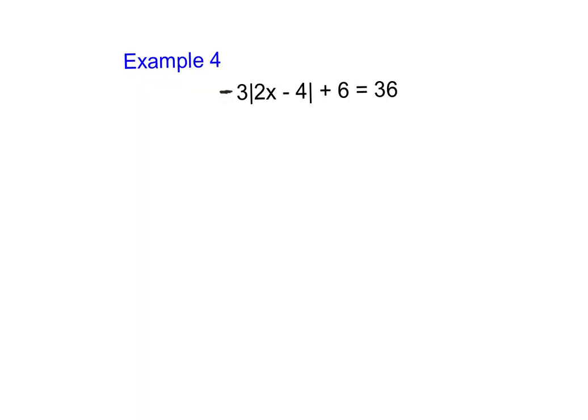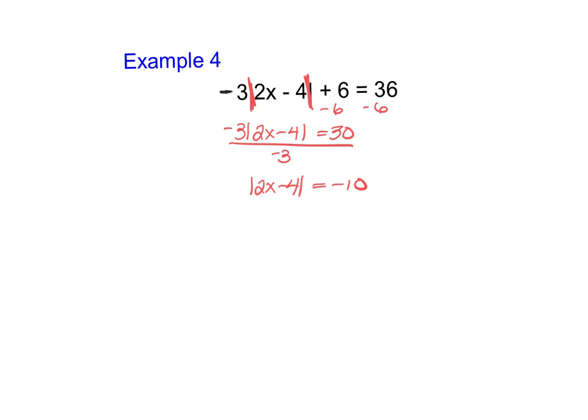So here when I look at this problem, I can see there's a lot on the same side of the absolute value. So I'm going to start by taking the 6 and the negative 3 and undoing those so that I can get the absolute value alone. So we start by subtracting 6 on each side. So that equals 30. And then dividing everything by negative 3. So I have absolute value of 2x minus 4 is equal to negative 10. So our first step is always to get the absolute value alone.